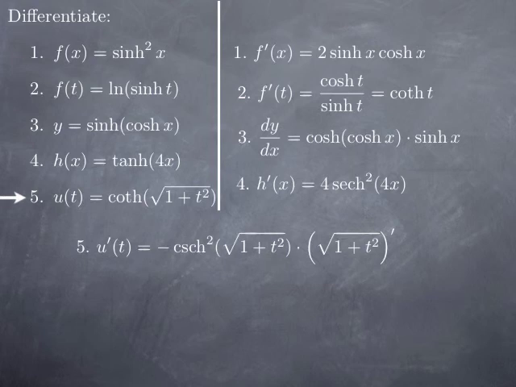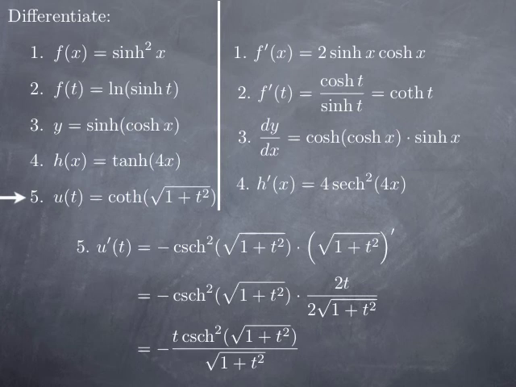So for the derivative, I get the derivative of the square root function, that's 1 over 2 square root, evaluated at the function inside, so I get 1 over 2 square root of 1 plus t squared, and then I have to multiply by the derivative of 1 plus t squared, which is 2t. So I obtain this negative hyperbolic cosecant squared of root of 1 plus t squared, and this is multiplied by 2t over 2 root of 1 plus t squared. Simplifying the 2's, putting everything in one fraction, we obtain the opposite of t hyperbolic cosecant squared of root of 1 plus t squared divided by root of 1 plus t squared.